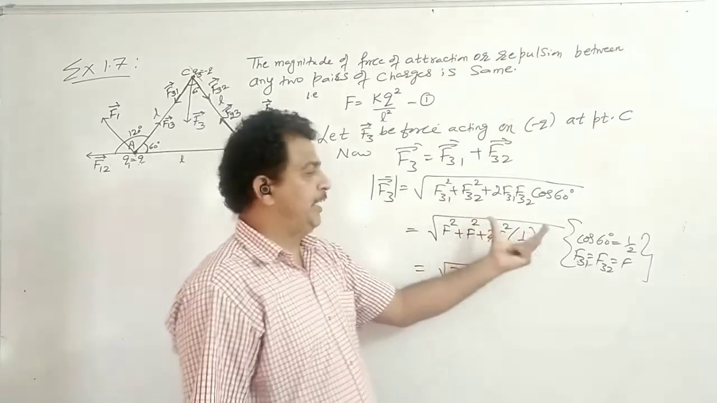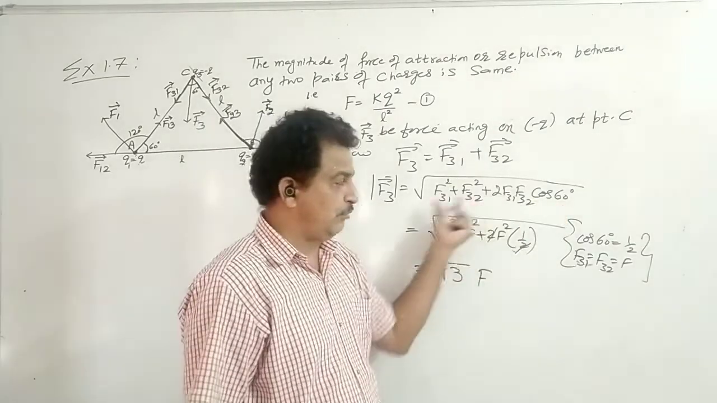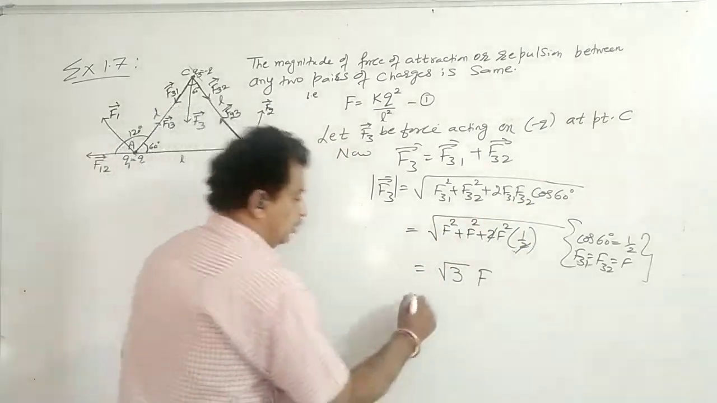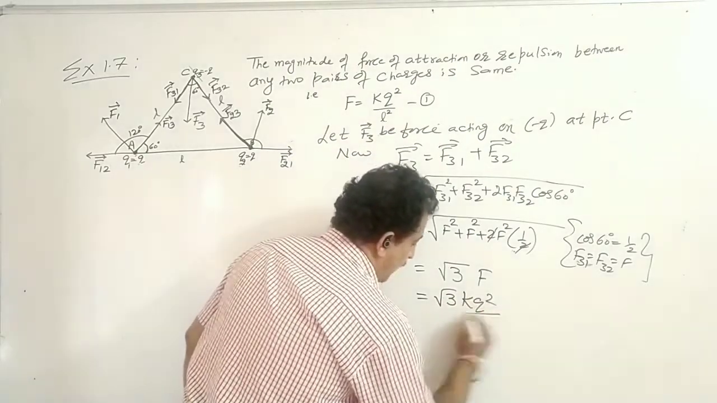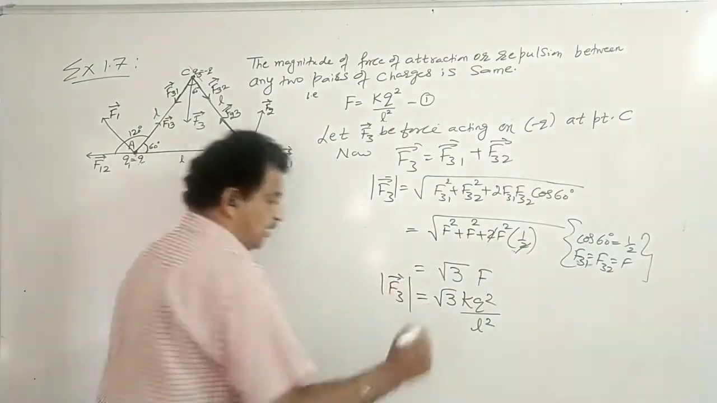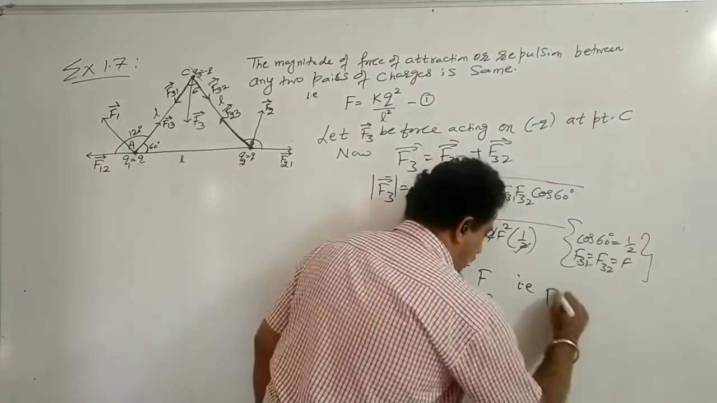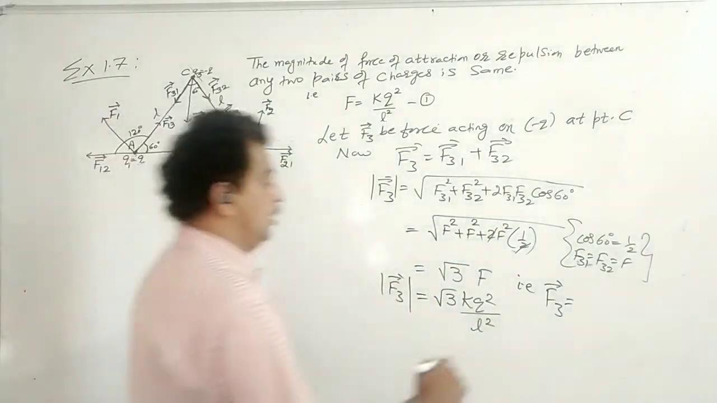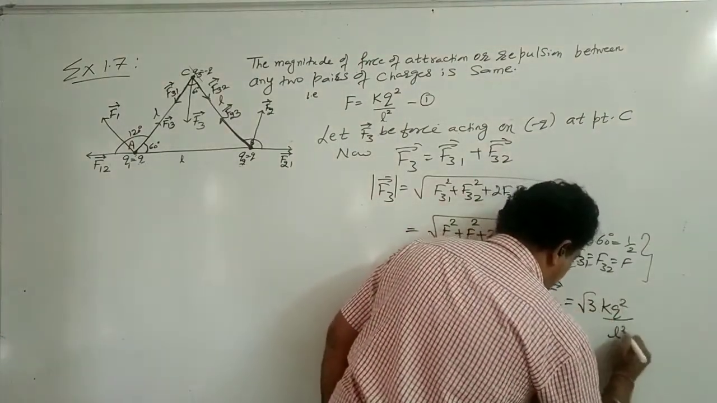Now for rapid calculation you have to remember, if the angle is cos 60 and the magnitudes of the two vectors are the same, the answer comes out to be root 3 times. So this is equal to root 3 times kq square upon L square. This is the magnitude of the resultant force acting on point C. In terms of direction, now I am removing this mod sign, I have to mention the direction. So this is root 3 kq square upon L square.